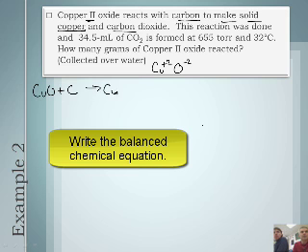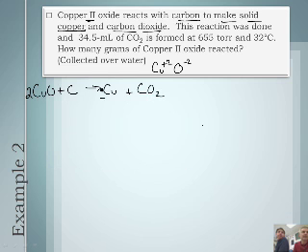Cu, plus carbon dioxide. Okay. Is that balanced? No, not balanced. I've got an oxygen problem. So I'm going to put a 2 here to get 2 oxygens because of the CO2. And I'm going to put a 2 in front of the copper. There we go. So now what do I know?